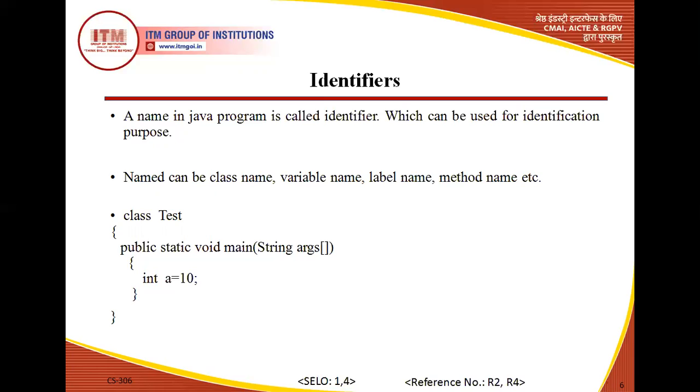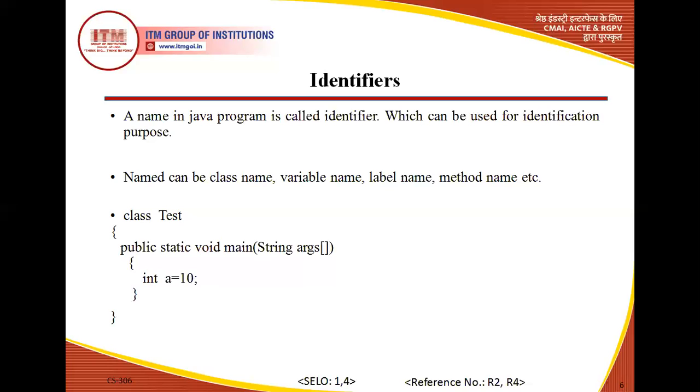An identifier may be your class name, your variable name, your label name, or your method name. Anything could be an identifier. If we say that a class name is an identifier, yes, because with the help of the class name we can identify that particular class. And the variable name is also an identifier, because with the help of that name we can identify the variable.